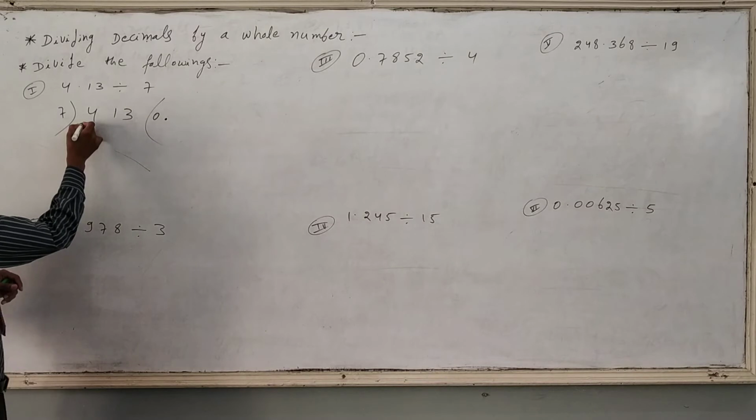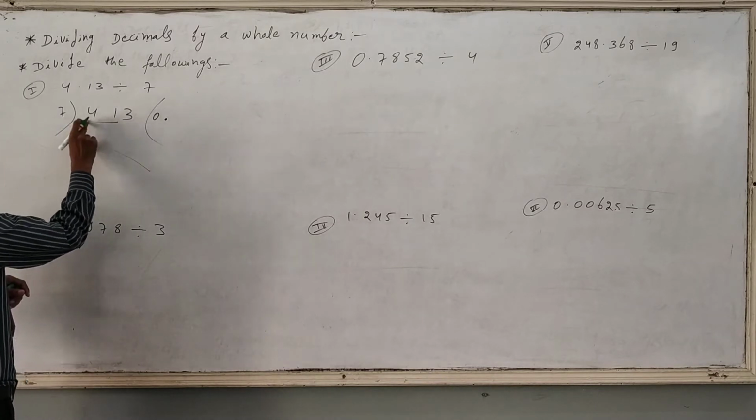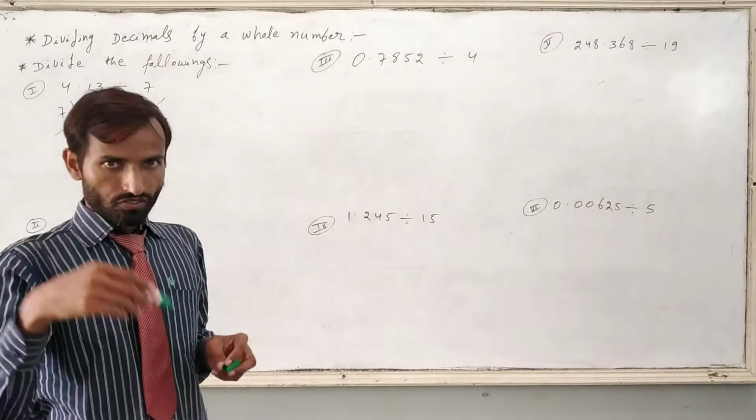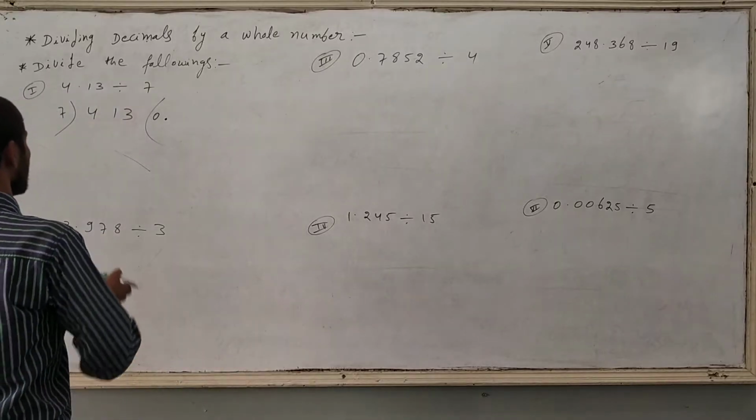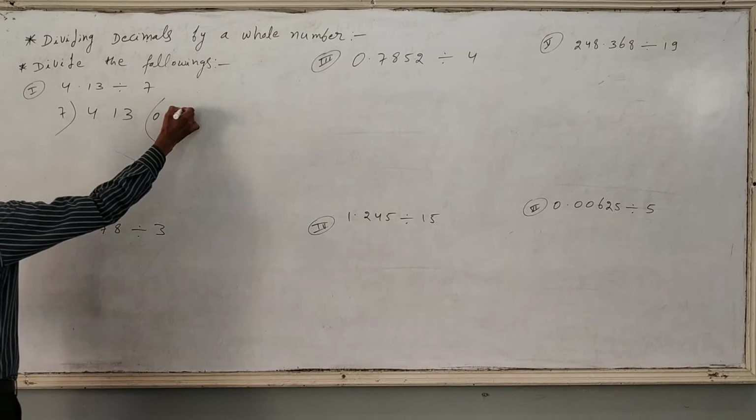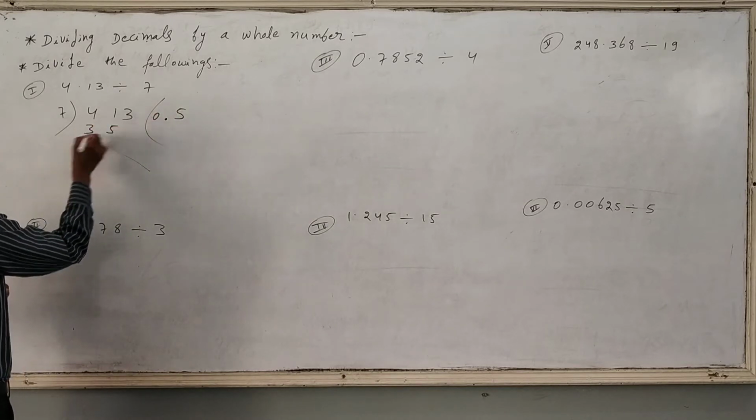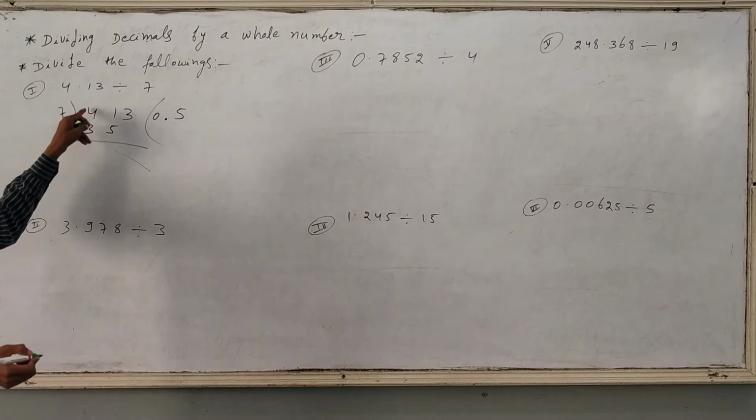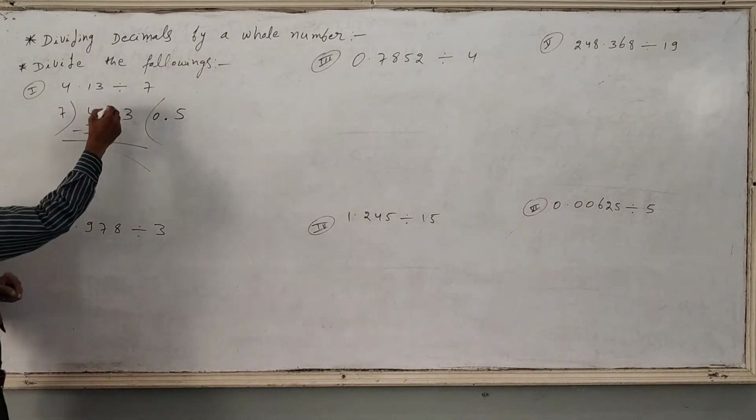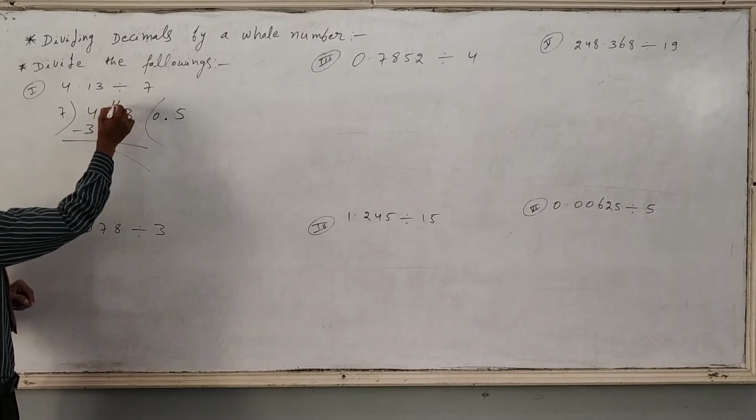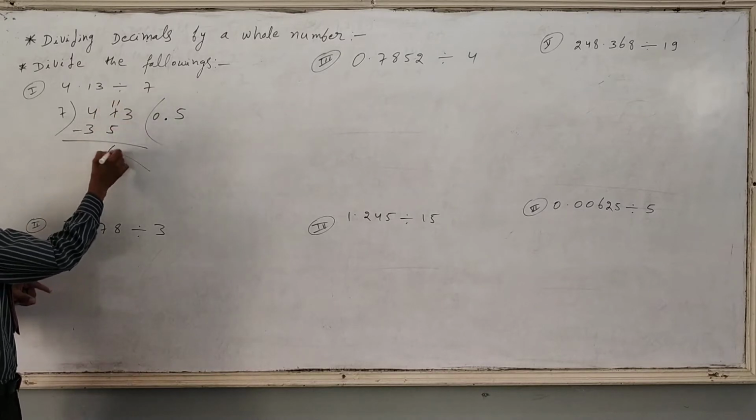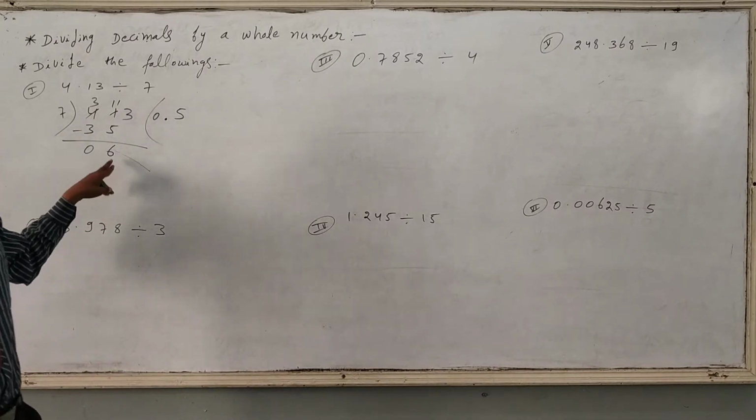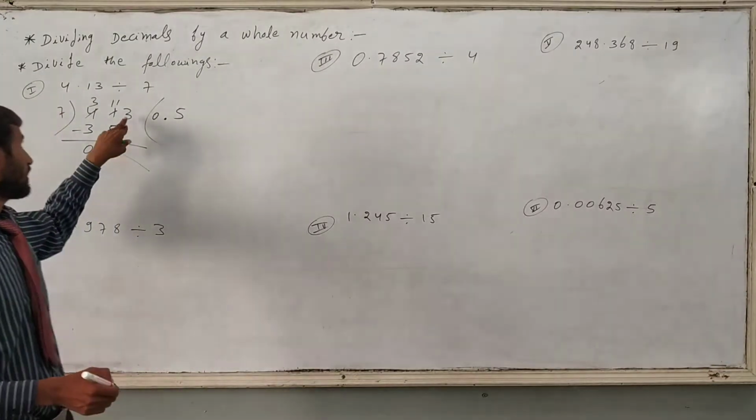Just combine this one also, then it will be 41. Then we can divide by 7. 7 fives are 35. Then we have to subtract. Take a borrow from the 4, then it becomes 11. 11 minus 5 is 6, and this one is 3. 3 minus 3 is 0. Then it has 6 and here 3.